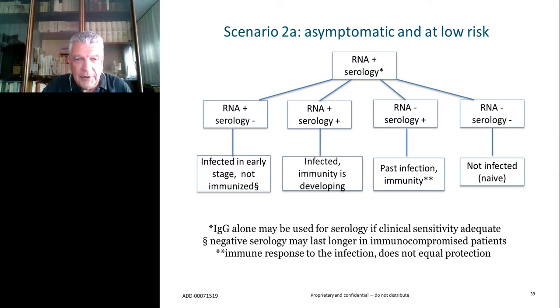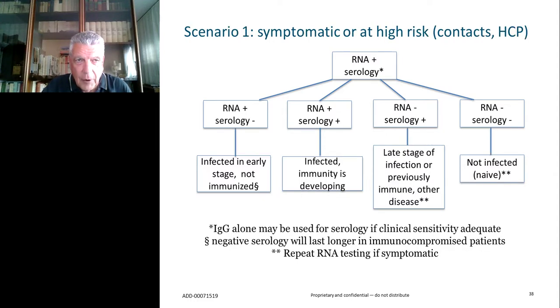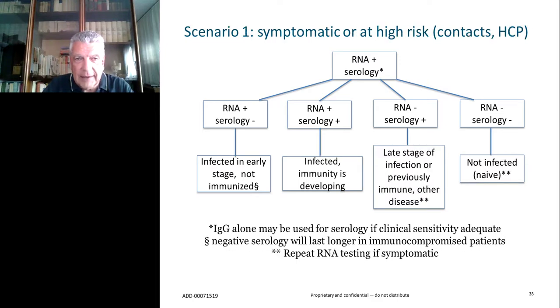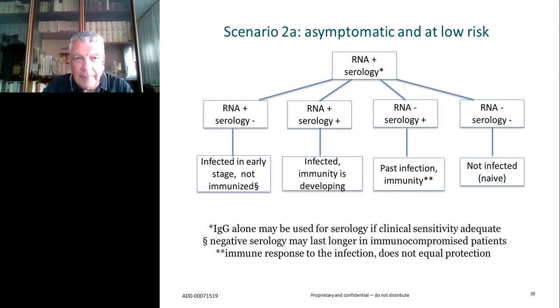Of course, the combinations are the same, but the population is not. So in this case, it is extremely likely that we have a status of immunity, which does not mean protection. Remember this, please. This is an immune response to the infection, which does not equal protection or an immunity certificate or whatsoever. And again, in the last instance, in which both are negative, usually you may deem that this person is naive to the infection. This is not symptomatic high risk. This is asymptomatic low risk.